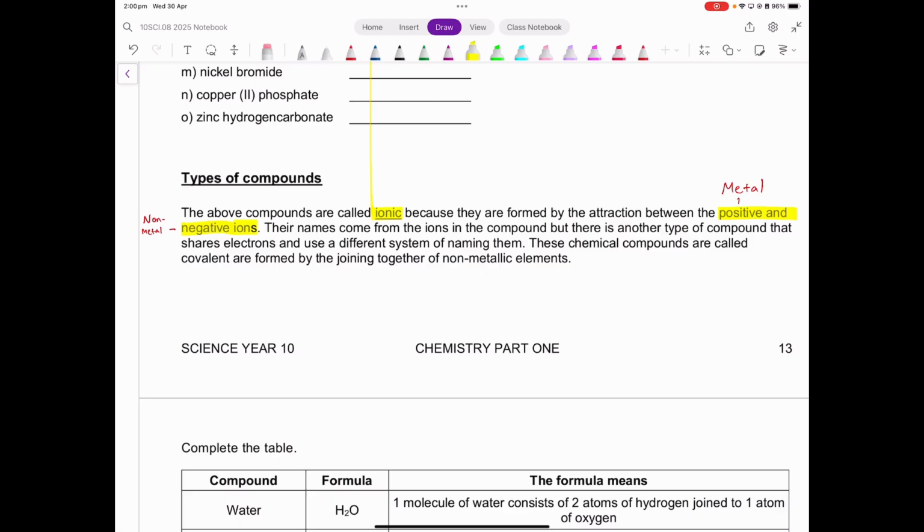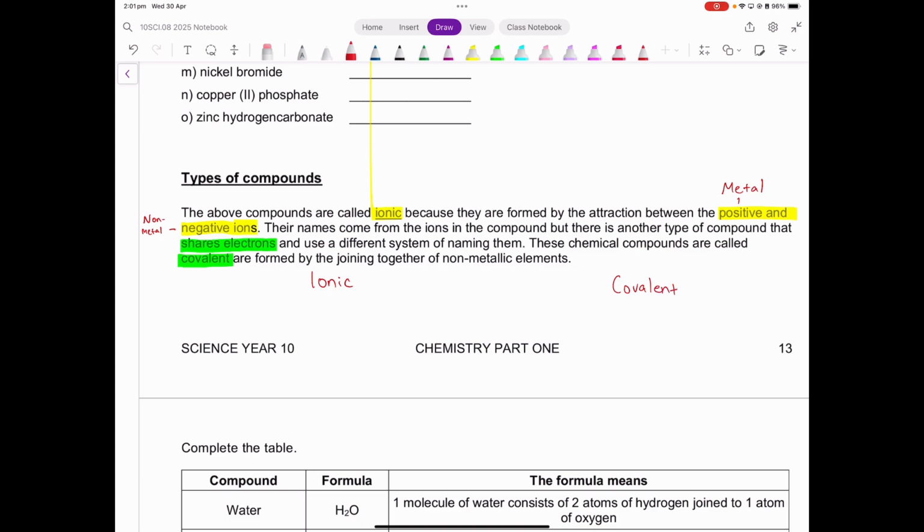But there is another type of compound. And I'm going to use a separate colour. And this other type of compound is what shares electrons and has a different name. Okay? So these other types of compounds that share electrons instead of transfer them are called covalent molecules. So what we're going to do down the bottom of your page here right now. Over on the left, I'm going to write the word ionic. Over on the right, I'm going to write the word covalent.